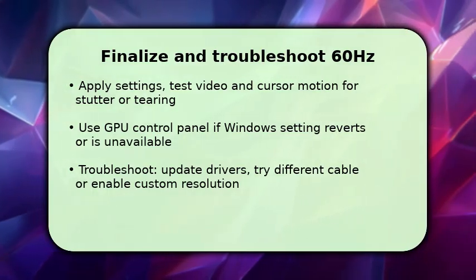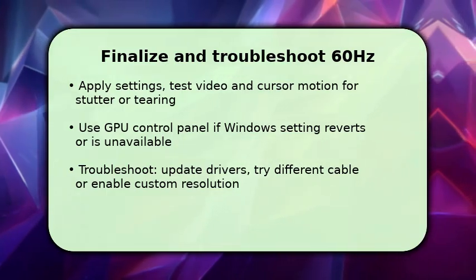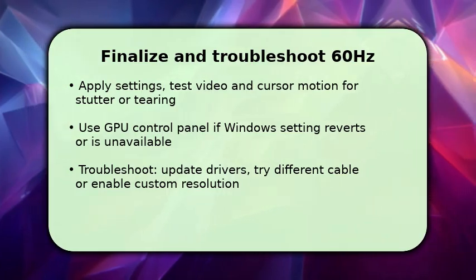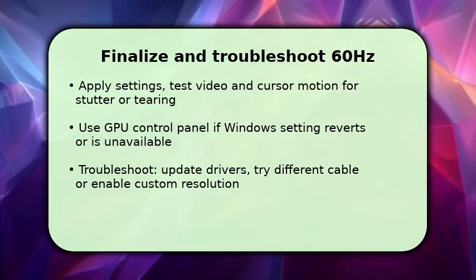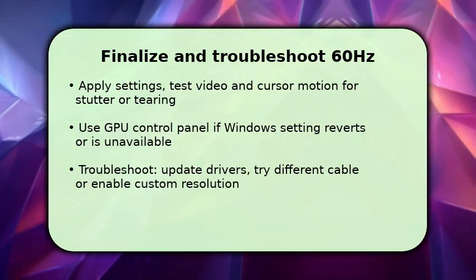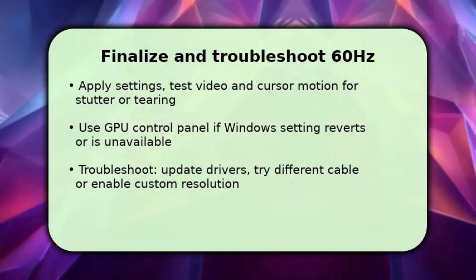If Windows reverts or 60Hz won't stick, open your GPU control panel and create or force a 60Hz mode, or update the display and GPU drivers. As a final check, swap cables, DisplayPort versus HDMI, and try a custom resolution. That often exposes hidden 60Hz support.